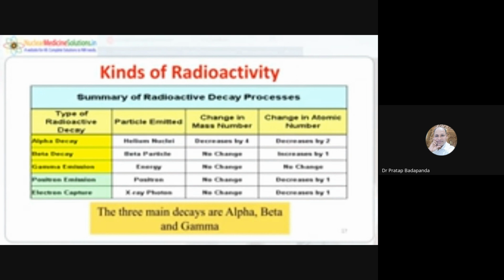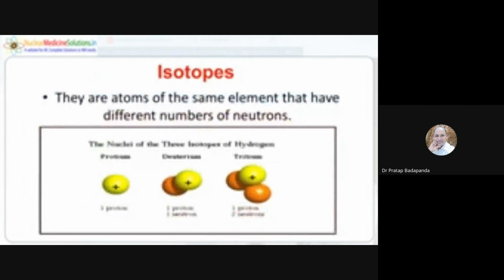The vacancy is created, and because of the vacancy, a photon is coming out, energy is coming out. If it is coming out from the K shell, it is called K, otherwise it is called X-ray photons, and there is no change in the mass number. Yes, the atomic number again decreases by 1. It means when positron emission or electron capture takes place, both have the same kind of effect, the atomic number changes by 1.